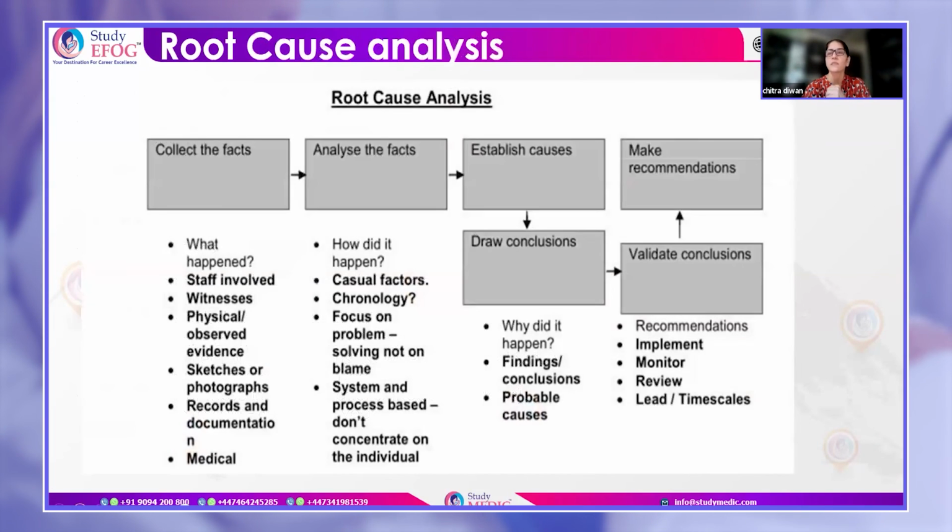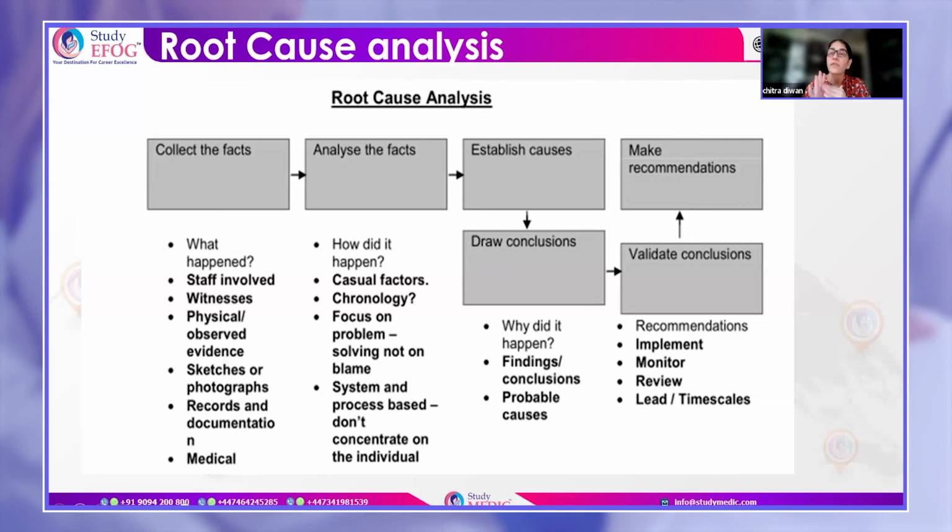So this is just in a tabular form how you are going to do the root cause analysis. The first thing is to collect the facts. To collect the facts is what happened, who is the staff involved, any witnesses that were there, what is the physical or the observed evidence, whether there are any pictures or photographs, the records, documentation, and the medical facts of the case that happened. Then after you have collected the facts, you have to analyze what happened. So how did it happen, the causal factors, the chronology.